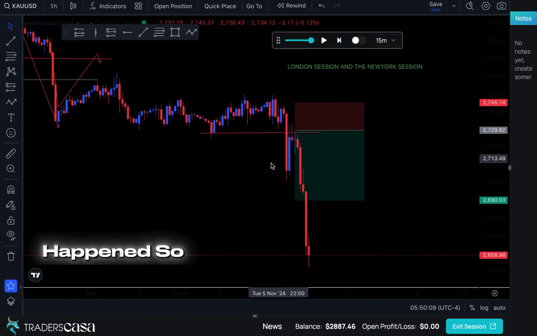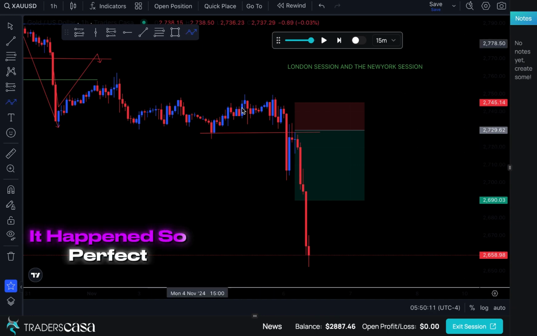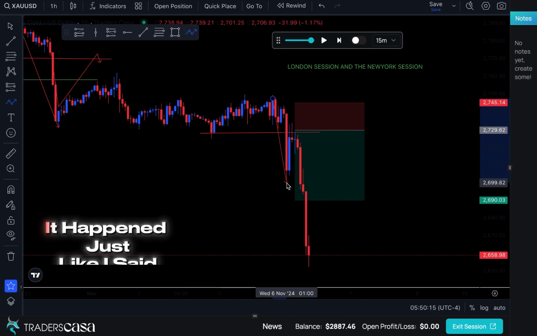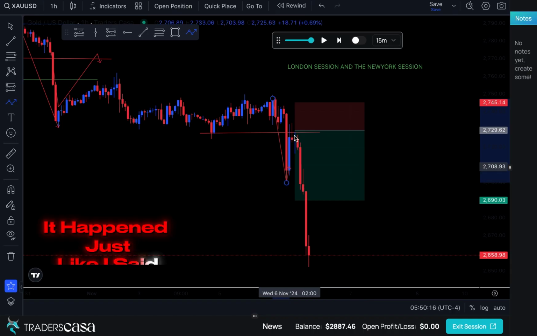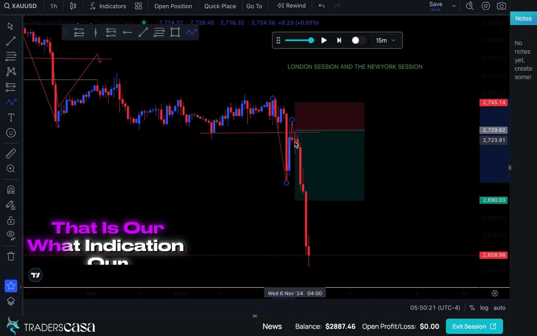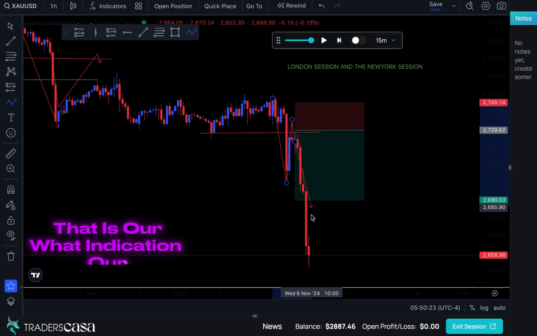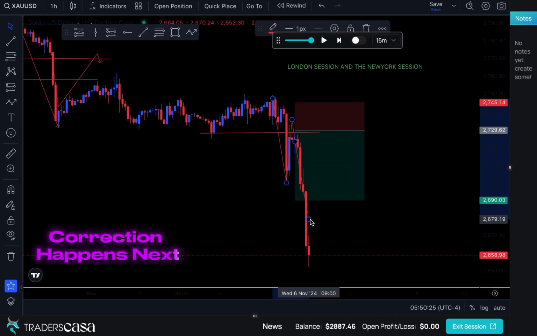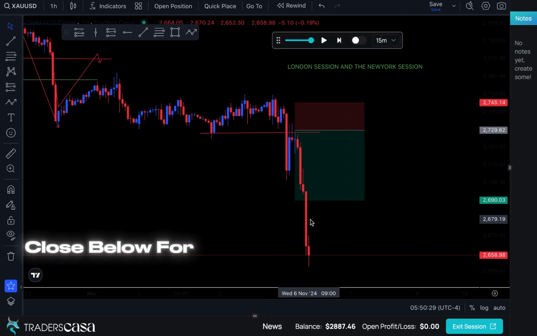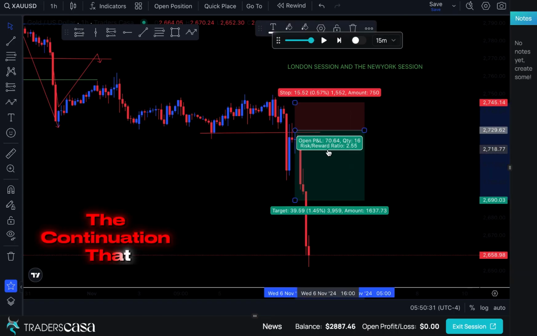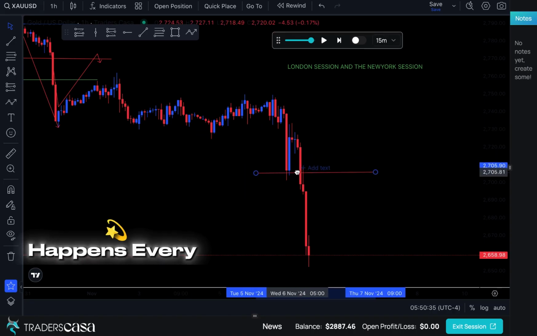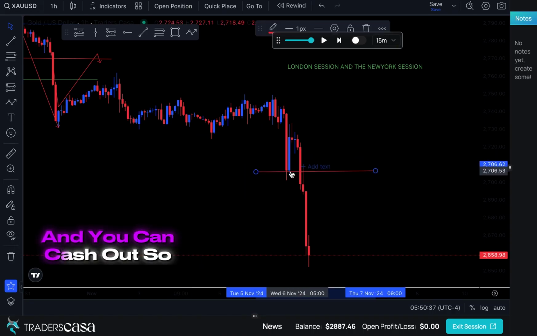So this happened so perfect. It happened so perfect. So currently we have $2,000. So looking at this, it happened just like I said. Market, we have to identify a break of structure. That is our what? Indication. Our correction happens next. Continuation, market must close below for what? The continuation. That is ICC, buy trade by side. So this happens every day in the market and you can cash out.